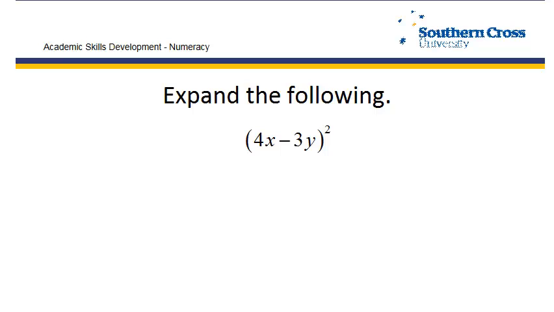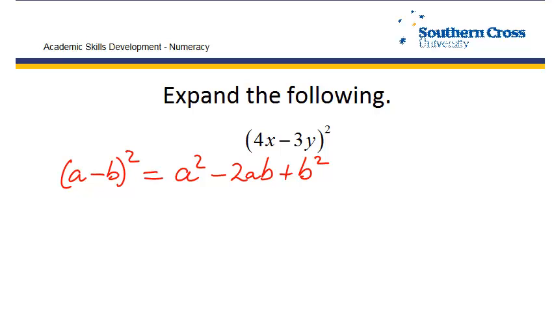The next question is basically identical, just a little bit more difficult. So we're going to use the identity (a - b) all squared is equal to a squared minus 2ab plus b squared. Don't forget there is an identity that's very similar to this for (a + b) all squared. But in this example, that's our a and that's our b.